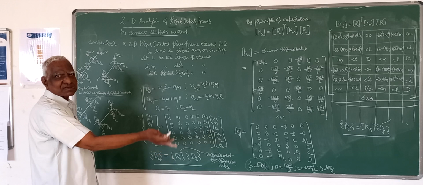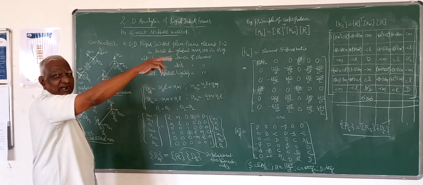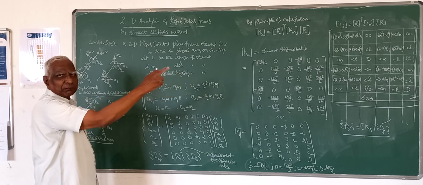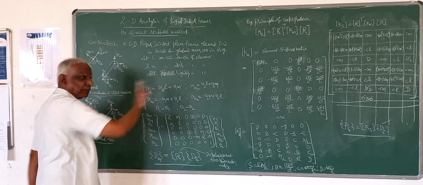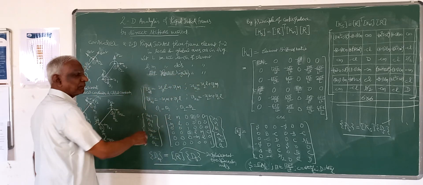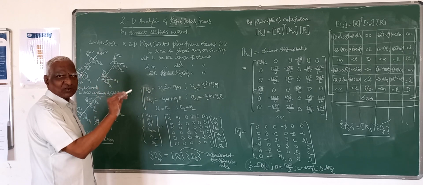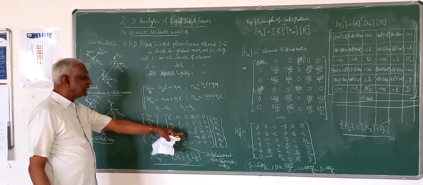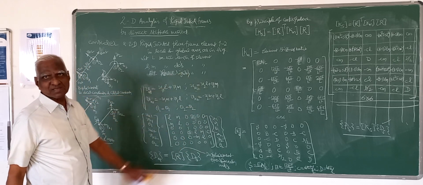Likewise, for trusses, the global stiffness matrix, the element stiffness matrix EA by L with 1, minus 1, minus 1, 1, and the transformation matrix with L M 0 0, 0 0 L M. That's only 2 by 2. Here they are all 6 by 6.